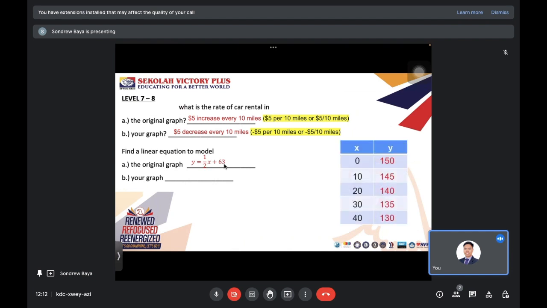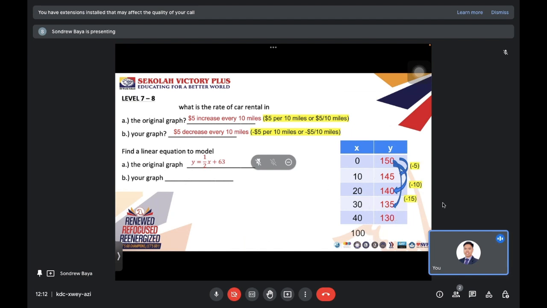Similarly, for the second one, the same logic follows. The moment you avail of the promo, you are to pay 150. However, for every 10 miles, you get a discount of $5. So it's like 145. Covering 10 miles, you have a discount of $5. Covering 20 miles, you get a discount of $10. And covering 30 miles, you get a discount of $15. How about covering 100 miles, for example?